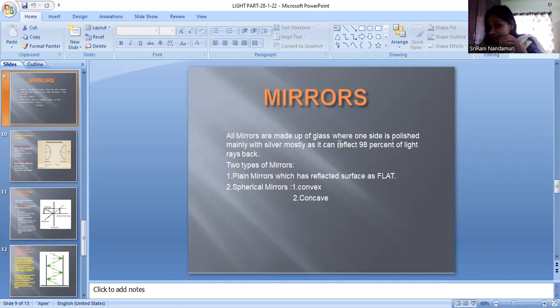For a plane mirror, keep in mind, children, this is one of the important bits for your NEET exam: always the reflecting surface is flat. And for spherical mirrors, there are again two types: convex and concave mirrors.